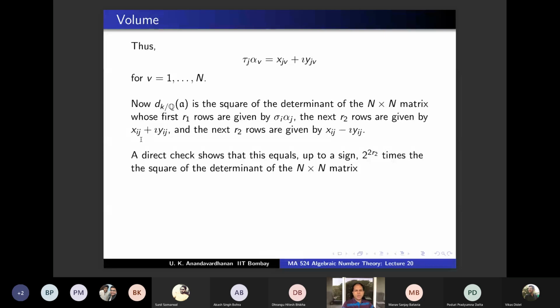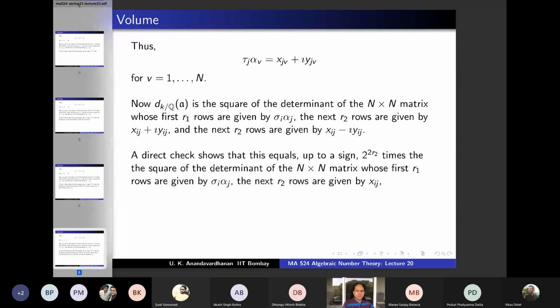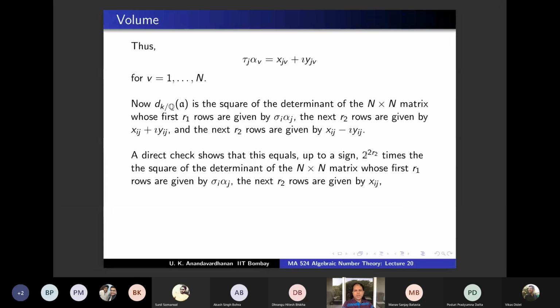square of the determinant of the n by n matrix consisting of the first R1 rows, no change. The next R2 rows are given by xij. What you have done is added this to that, so you would have got 2 xij, and 2 comes out, R2 many times. Then once more 2 will come out from the next R2 rows, which are given by yij. These are just elementary operations, and you know how to compute the determinant under elementary operations. So you get this.